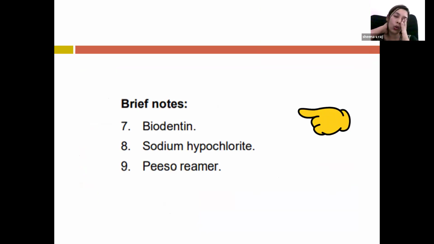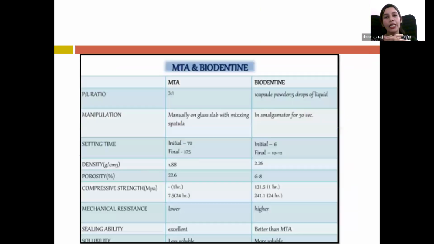This is a recent advancement. We know that there are two important things, MTA and biodentine. These both are silicate-based cements. But sometimes the question might be, what is MTA? Talking about MTA, everybody knows that it is mineral trioxide aggregate. It was developed by Torabinejad in the year 1993 at Loma Linda University. Okay, so for MTA, just note these differences.